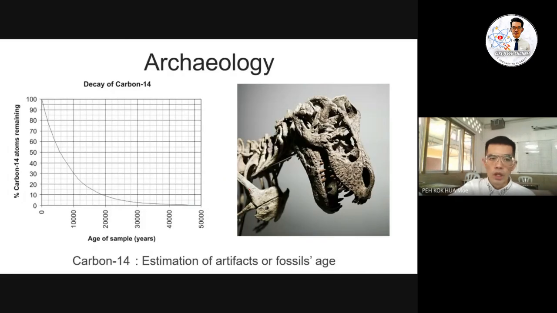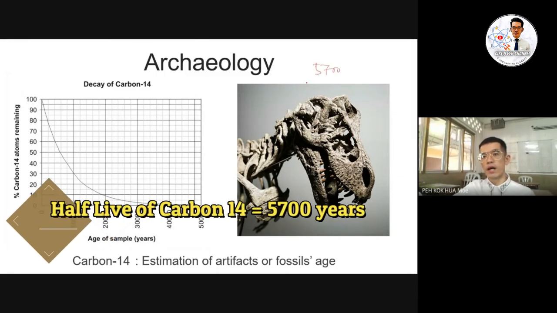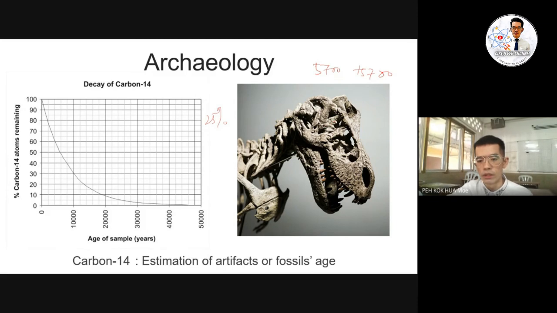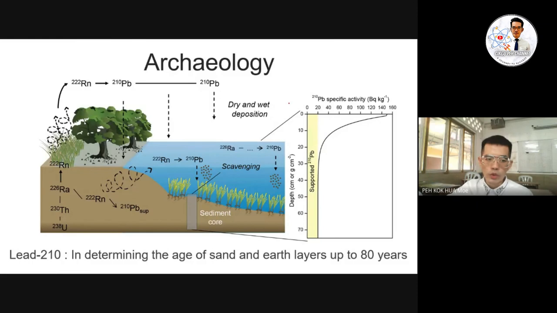Then for archaeology, carbon-14 is used to estimate the age of artifacts or fossils. The figure here is the study of the half-life of carbon-14. The half-life of carbon-14 is about 5,700 years. So if the content of carbon-14 is reduced by 50%, the age of the fossil will be about 5,700 years already. If the remaining carbon-14 is about 25%, that will be another 5,700 years. So we just need to know the content of carbon-14 in the fossil. It is the same using lead-210 to determine the age of sand and earth layers up to 80 years.